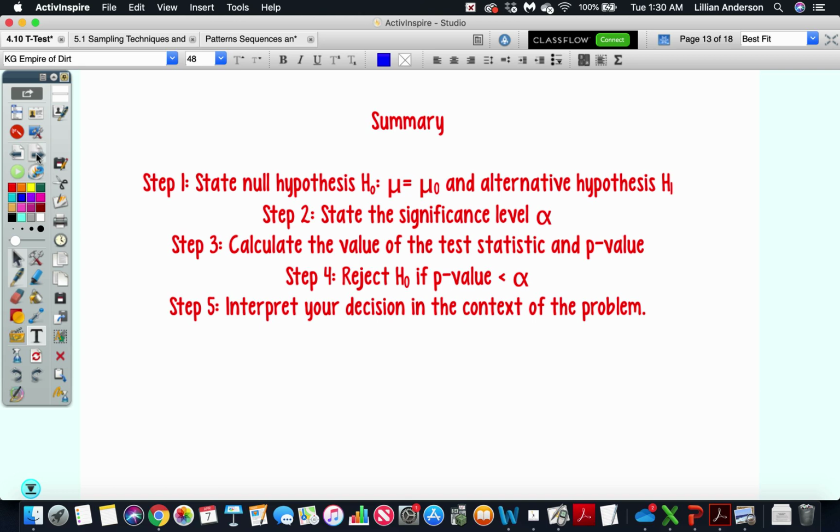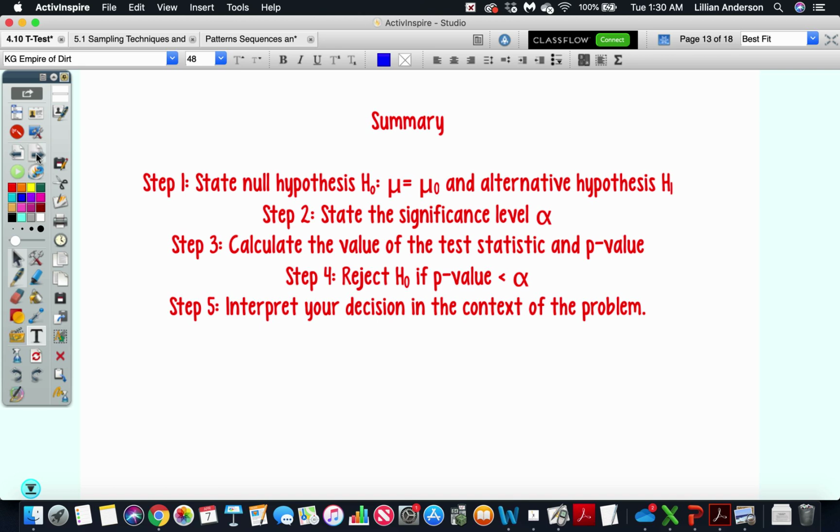So to summarize, when it comes to a test statistic, a t-test, you want to make sure you state your null hypothesis and your alternative hypothesis. Remember, your null is always mu equals a value. And then, of course, you've got to read the rest of the problem to know what the alternative hypothesis is going to be. The significance level will be given to you, so you always want to make a note of that.